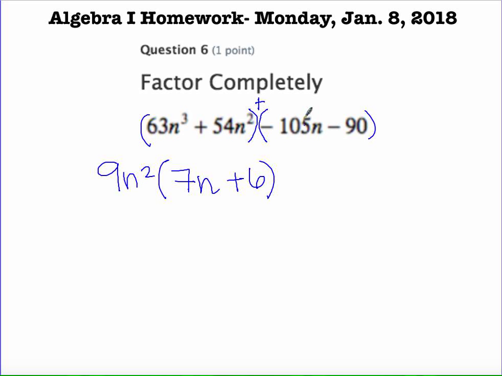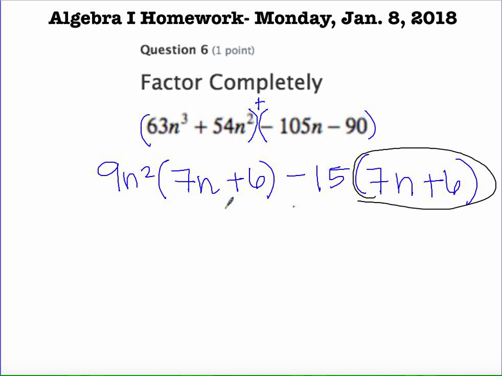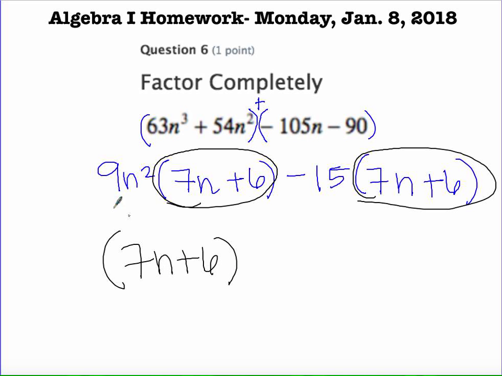So from a negative 105 and a negative 90, we can take out a negative 15, and that would leave us with a positive 105 divided by 15, positive 7, n. Negative 90 divided by negative 15 is a positive 6. So once again, because our binomials match, they are a common term to factor out. We will factor out 7n plus 6. We will be left with 9n squared minus 15.